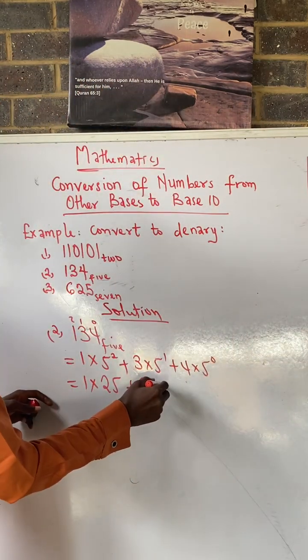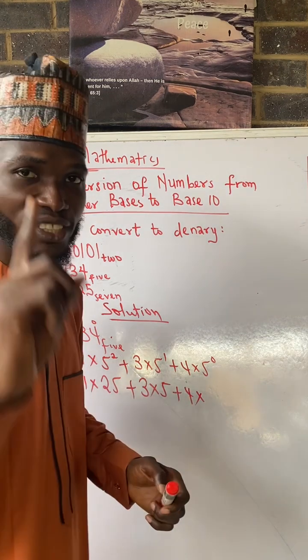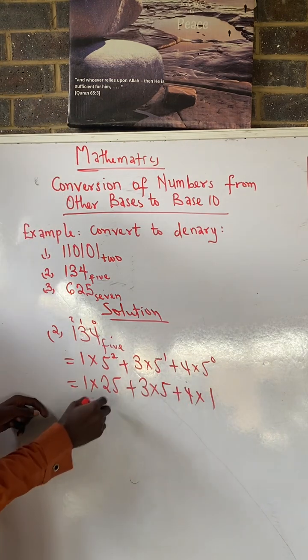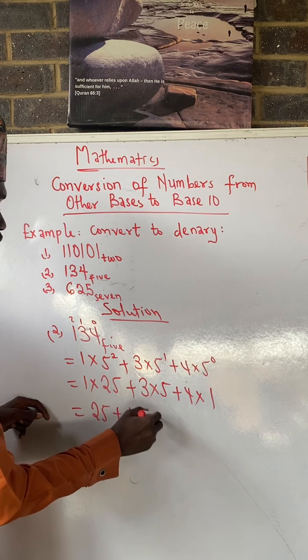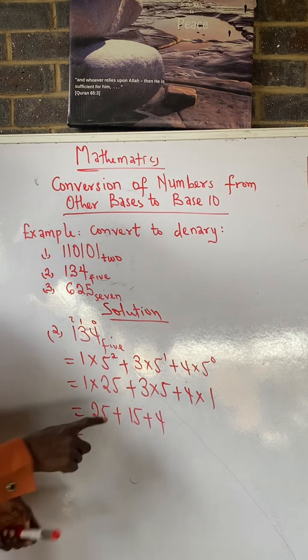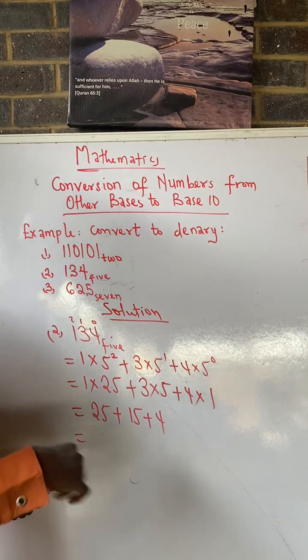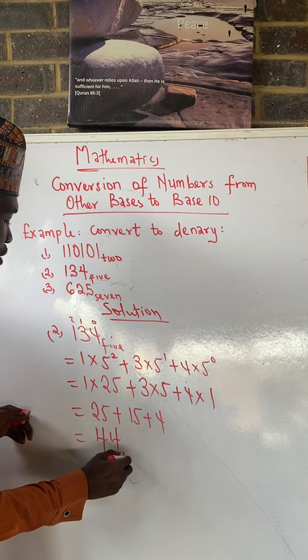Let's go. 3 times 5 raised to power 1 is 5, plus 4 times 5 raised to power 0. Remember, we said it's 1. 5 raised to 0 is 1. So 1 times 25 is 25, plus 3 times 5 is 15, plus 4 times 1 is 4. So 25 plus 15, that's going to give us 40. Then 40 plus 4 will give us 44 base 10.